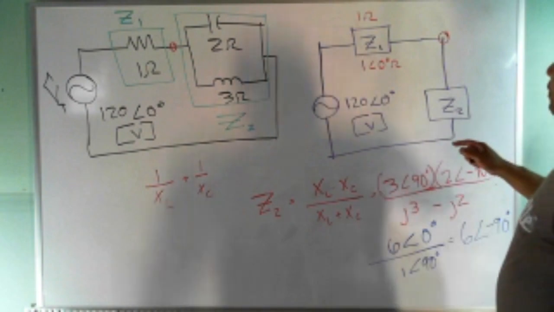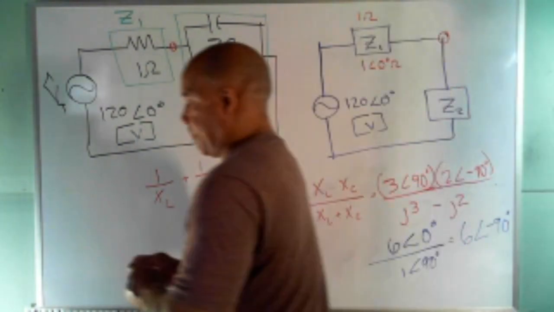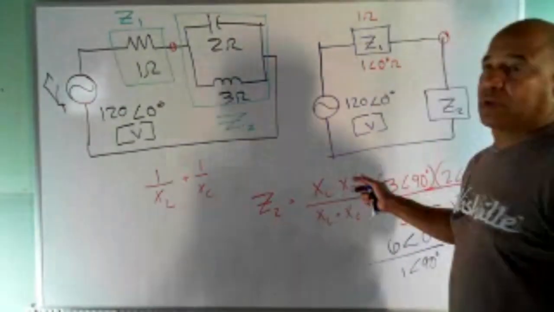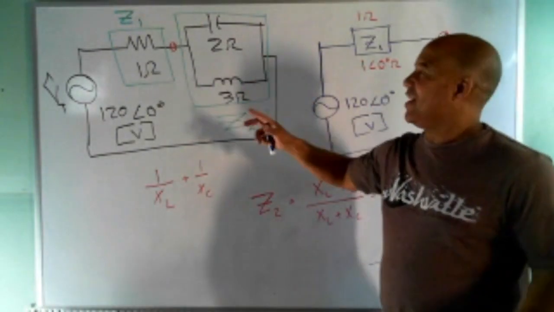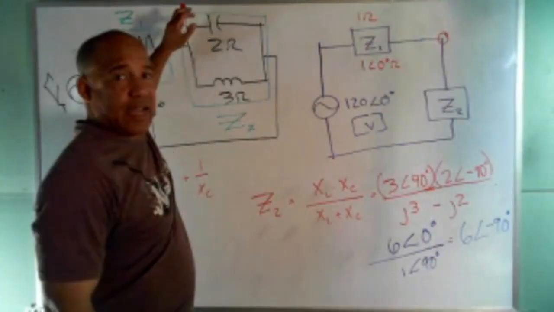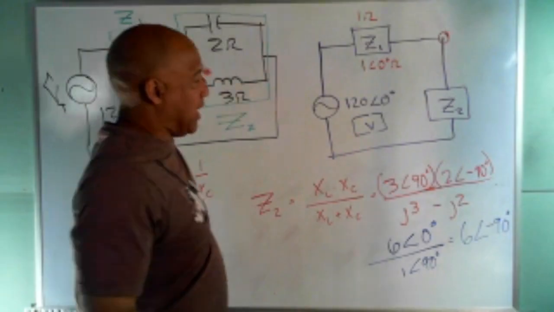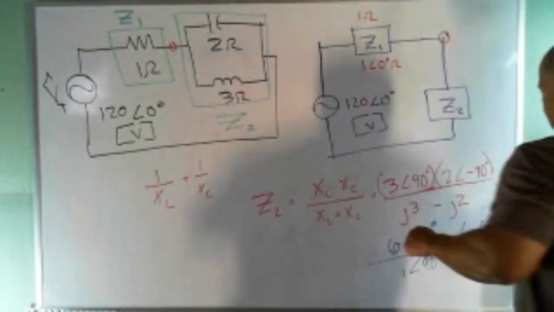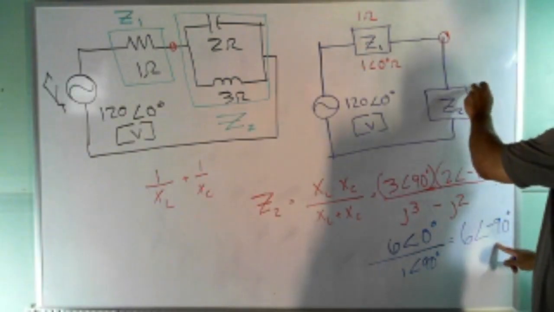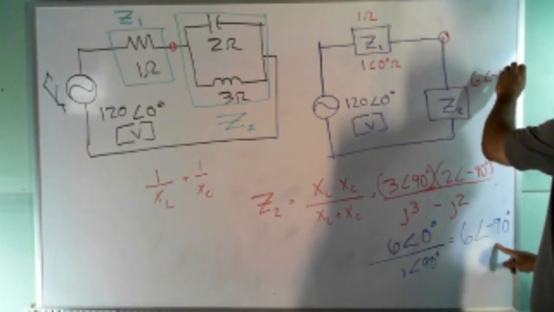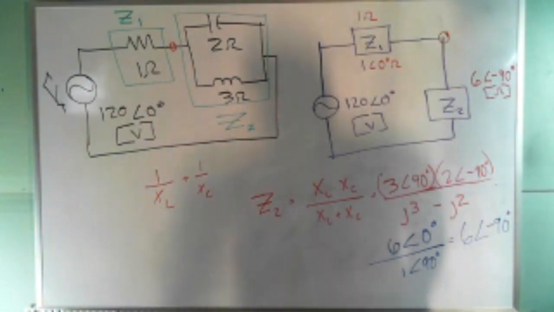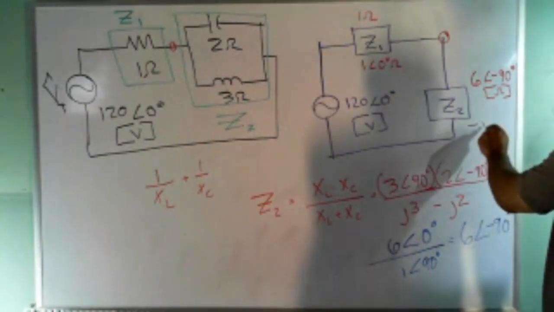So this box right here, that's something you can read. You have to go through some work to get this box, but by just looking at that part, covering up the rest of the circuit, it kind of hides the complexity. To me, I think it's simpler to think about it that way. But anyway, we got 6 angle minus 90. And if I write that in rectangular form, it's just a minus J6.